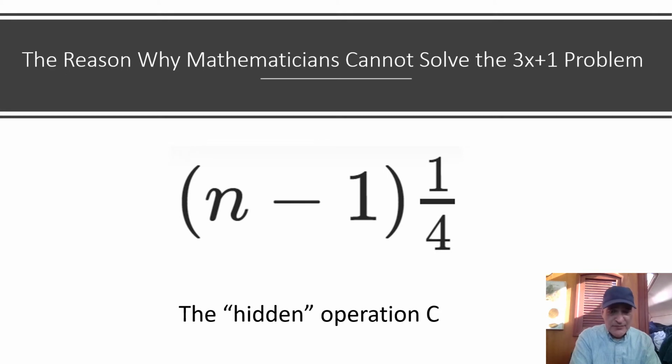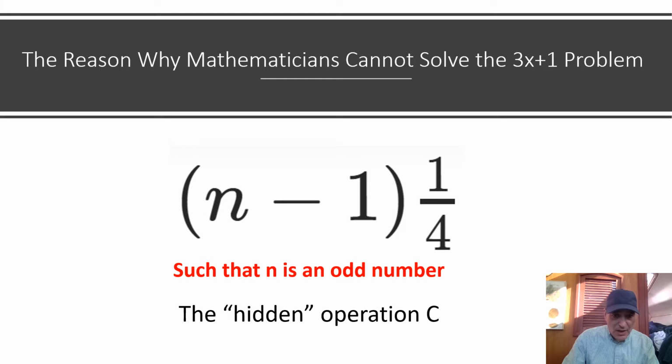It's an operation. It's n minus 1 multiplied by a quarter, which is the same as n minus 1 divided by 4, or n minus 1 multiplied by 0.25, whichever you prefer. And I call this the hidden operation C, such that n is an odd number. N is an odd number, always. Because I only study odd numbers in Collatz sequences, I am not in the least bit interested in even numbers.